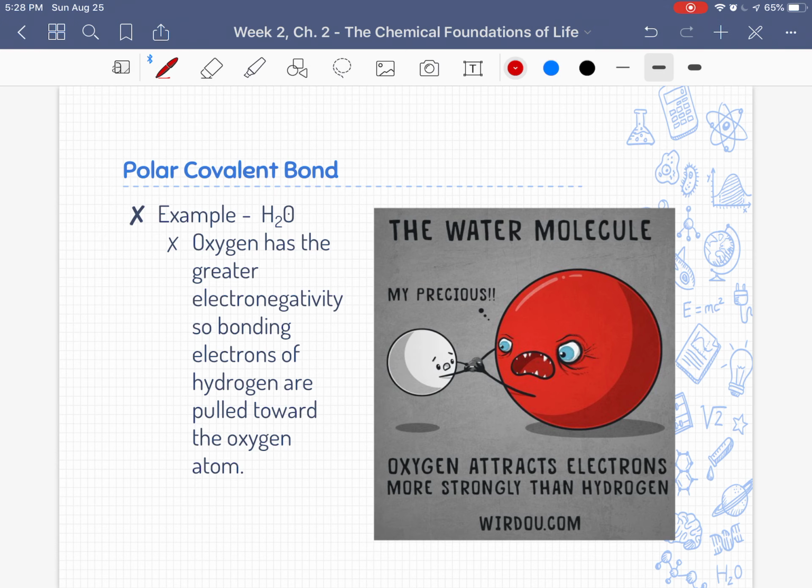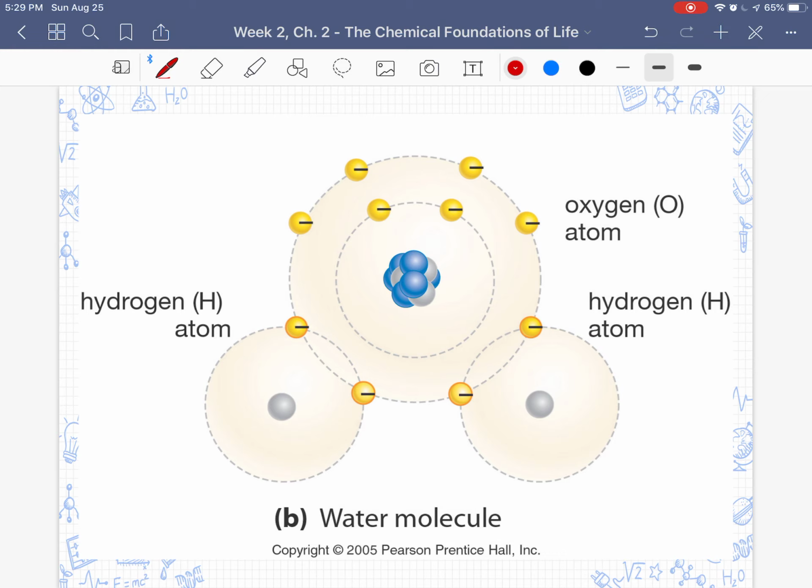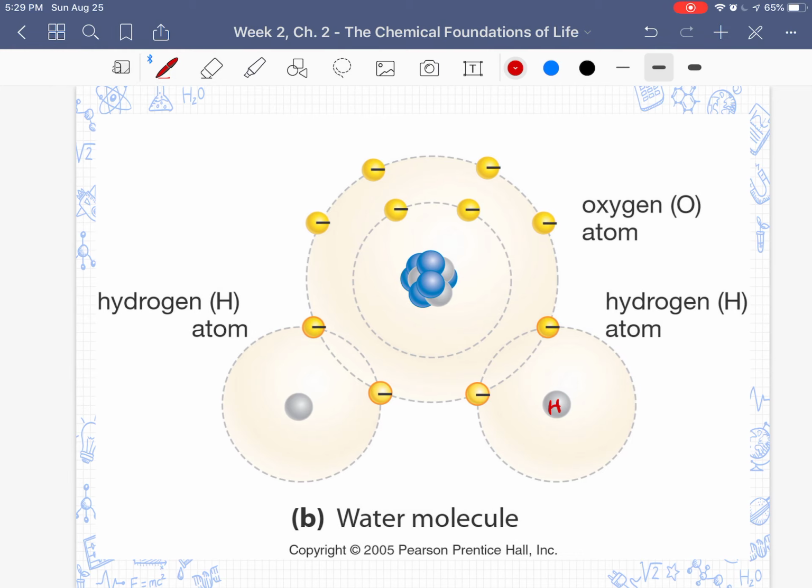So oxygen has the greater electronegativity, like we saw in our periodic table. So the electrons of the bonding hydrogen are being pulled towards that oxygen. Oxygen attracts the electrons more strongly than hydrogen. So when you look at it in diagram form, this is our hydrogen here. This is our oxygen here. When we're sharing electrons, the electrons are going to be pulled towards the oxygen nucleus. We're going to share them, but they're going to mainly be in the area towards the oxygen nucleus.